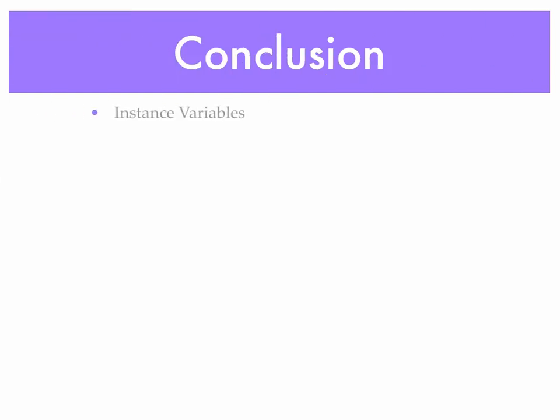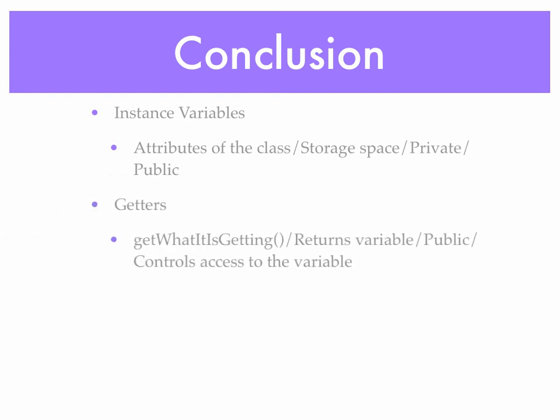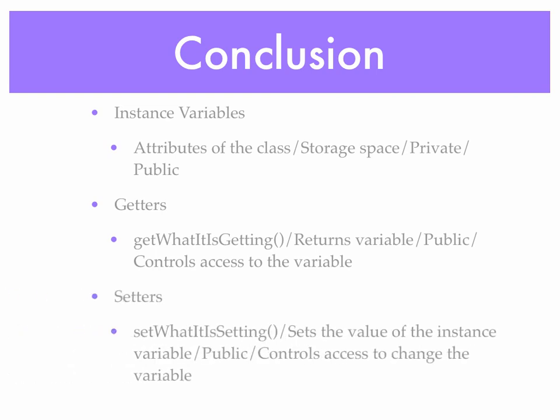Now, in conclusion, we've looked at instance variables, and we know that instance variables are attributes of the class. Their storage space, they can be private or public, but we should always make them private. We've looked at getter methods. They get a value, return it back. They're always public. And with getters, we want to control access to that variable. Setter methods always set a value. We set the value of an instance variable. They're always public. We always control the access to the change of that variable through validation, etc.